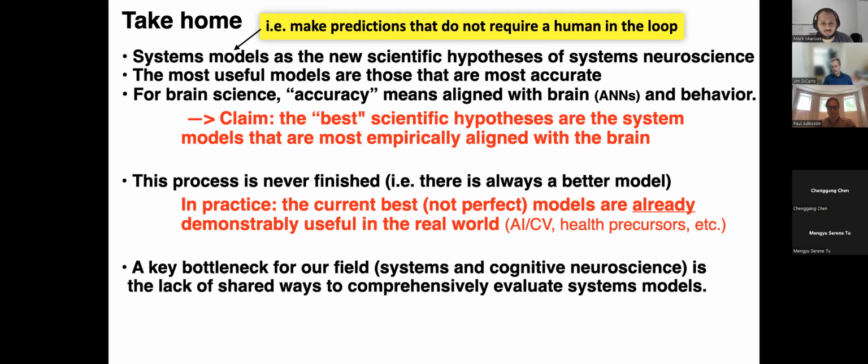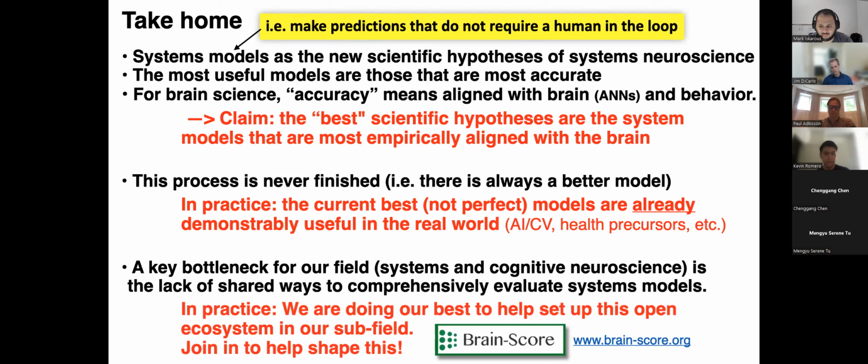A general key bottleneck of our field, and this is more of a sociological statement, is that our field has not been very good, in systems and cognitive science, at shared ways of knowing that we're having better and better models. There again, I want to re-highlight what we were trying to do in BrainScore as a community effort to help open up and build this ecosystem, at least within the area of visual models of ventral visual stream processing. We hope that will expand beyond just visual processing. We're just one part of that, which really has to be a community effort, not just something done in a lab like mine. We're trying to do our part there.